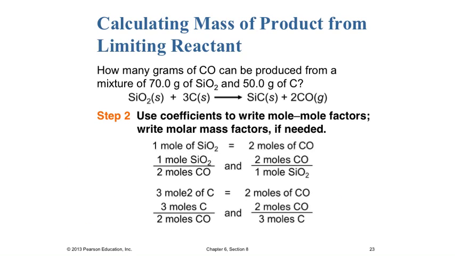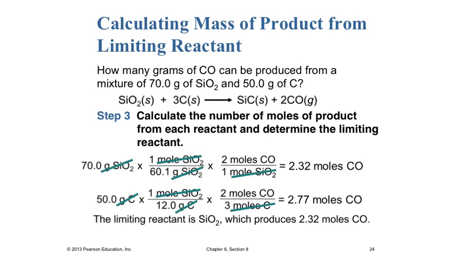Now you would take how many grams of CO? Remember, we need to use mole-mole factors. Mole-mole factors are used when we need to introduce anything into our equation. So for every 1 mole of SiO2, there's 2 moles of CO being produced. And for every 3 moles of carbon, there's 2 moles of CO being produced.